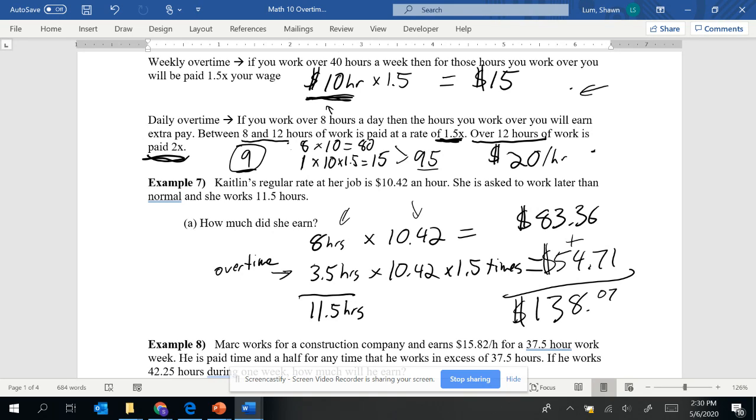So hopefully that explains these first 8 hours right here are just normal, straight 8 hours times her wage. And this is overtime, so it's the hours times her wage times this multiplying factor right there. Okay.